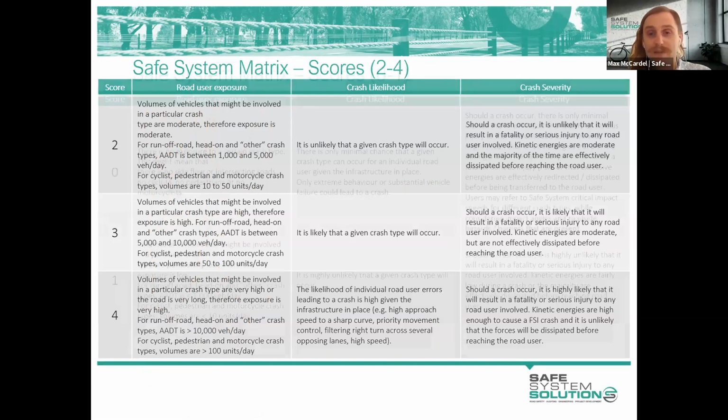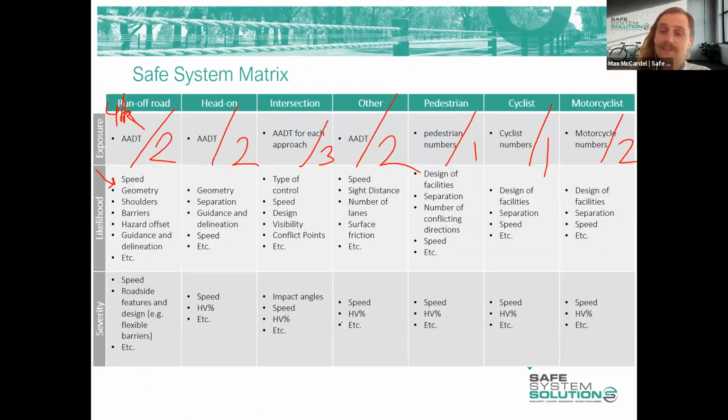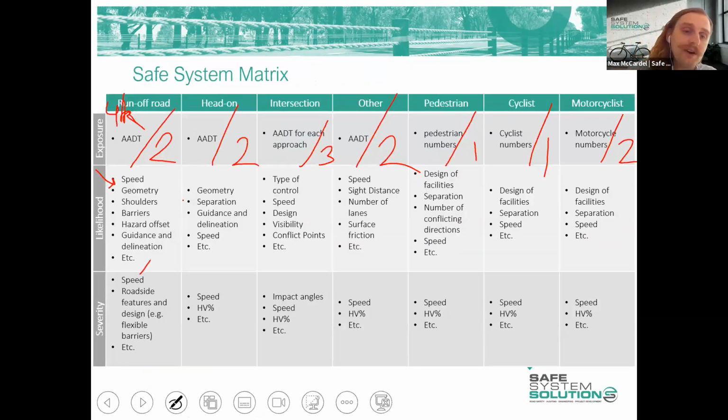So I'll go back to our matrix, and let's say in this scenario for runoff road, I think it is likely that a crash will occur, and likely is a score of 3. I also think it's likely a head-on will occur, so that's a score of 3. I think it's unlikely that an intersection crash will occur, so I'll give that a 2. I think it's very unlikely an other crash, sideswipe, will occur, so I'll give that a 1. I'm just making these numbers up, as I said. This is not at all reflective of an environment.